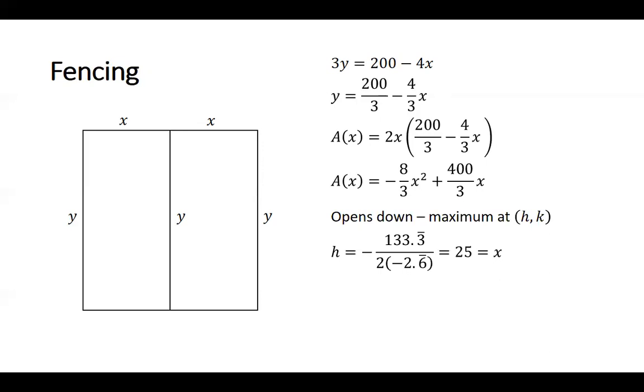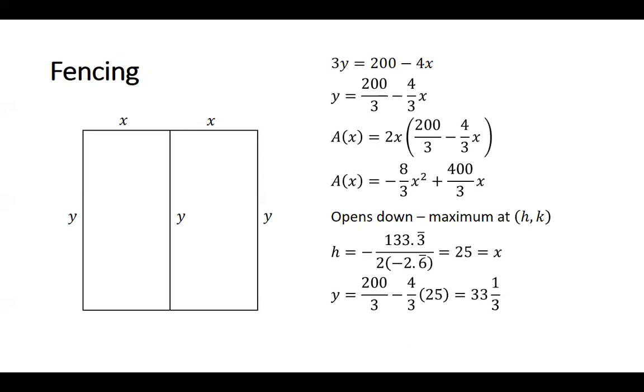So we can now find y by just plugging that x back into that equation from above. y equals 200 thirds minus 4 thirds x. So if I do that, I get 200 thirds minus 4 thirds times 25, which gives us 33 and a third. So I have x, I have y.